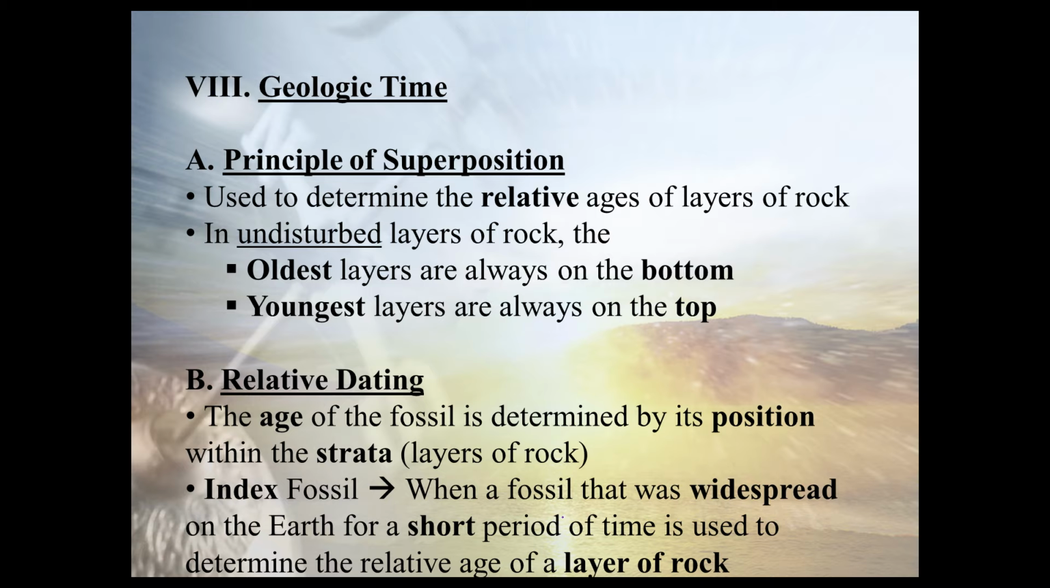Index fossil. This is a little bit tricky to explain. An index fossil is when you have a fossil that is widespread on the Earth for a short period of time. It can be used to tell me something about the relative ages of layers of rock. Okay, let me give an example of this. So let's say that there was a fossil and it existed for only a very short period of time.